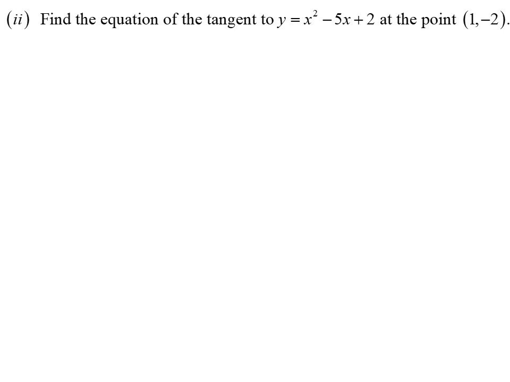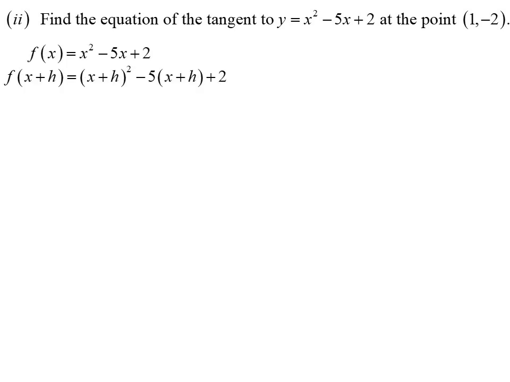Well, let's try the parabola then. That was the one we were trying to do. x squared minus 5x plus 2 at the point (1, negative 2). There's my function. f(x plus h). Going to expand it out. Unfortunately, there are no like terms there, which is annoying. We just get this really long expression.